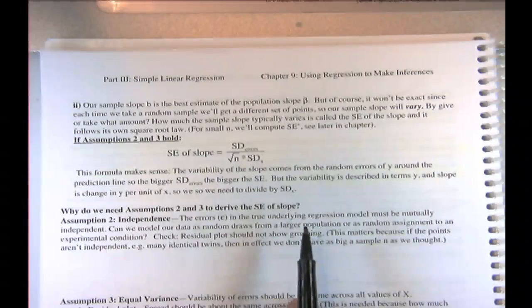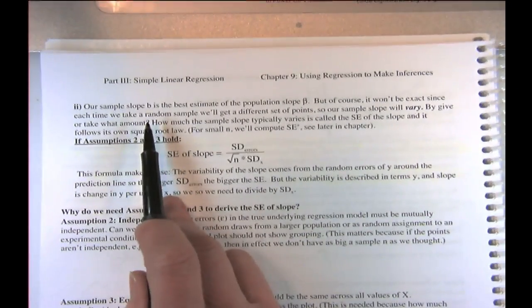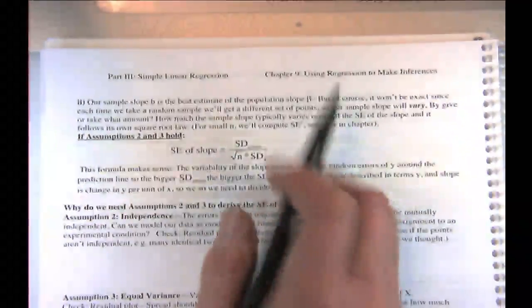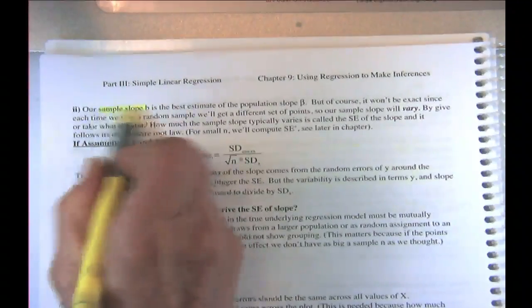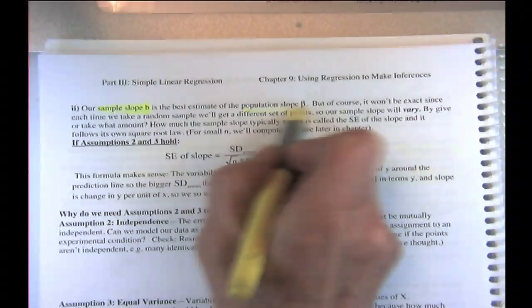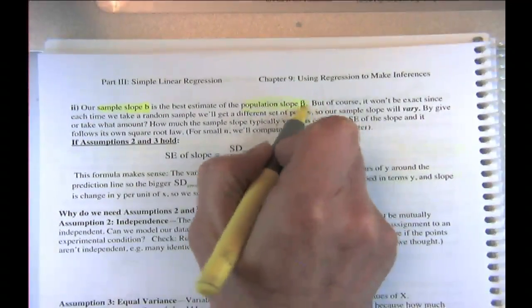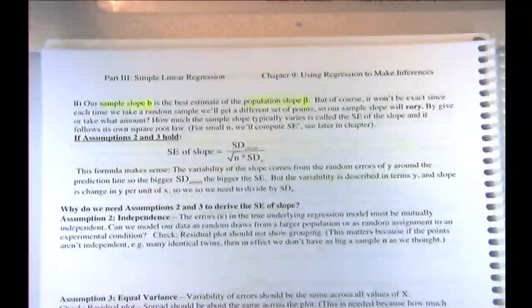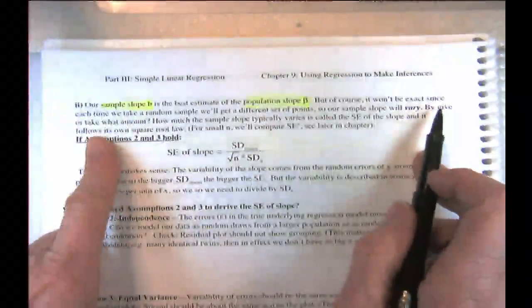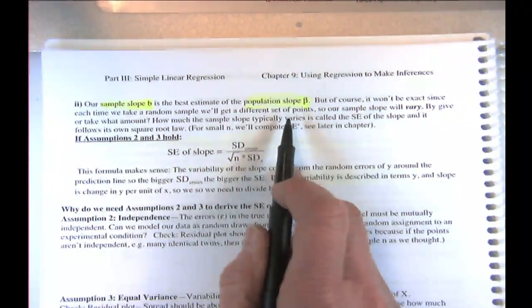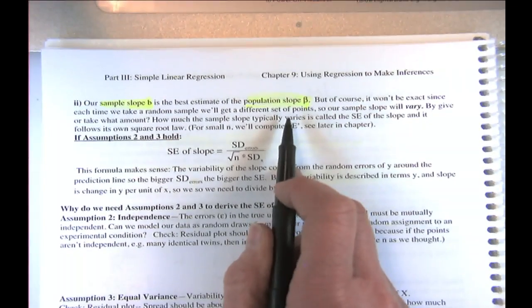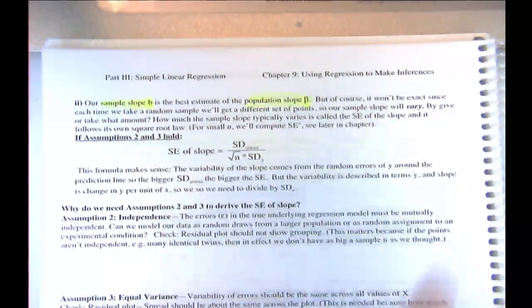Our sample slope, just like we said, is the best estimate of the population slope. Just so we don't get confused, the sample slope is b, and the population, our model out there, uses this Greek letter. But of course, it won't be exact, since each time we take a random sample, we're going to get a different set of points. So our sample slope will vary.